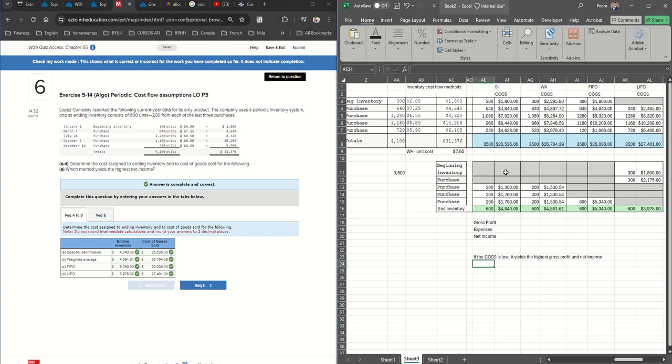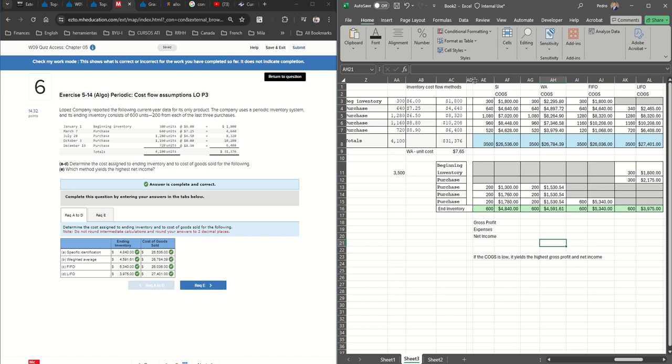So first of all, the first thing that we have to understand is that we are gonna discover the ending inventory and the cost of goods sold for each of the four inventory cost flow methods: the specific identification, the weighted average, the FIFO, and the LIFO. So I divided it in columns like this, how you can see right here.